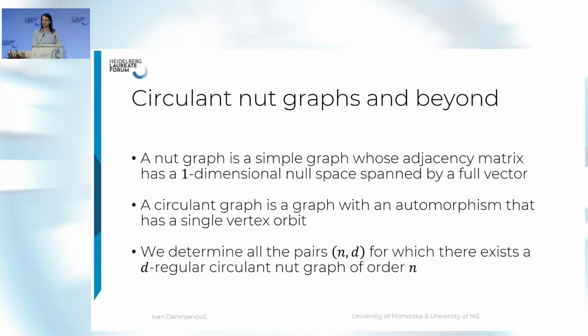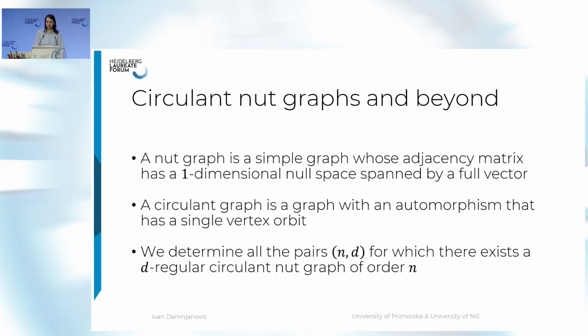What is a nut graph? In graph theory, a nut graph is usually taken to be a non-trivial simple graph such that its adjacency matrix has a one-dimensional null space spanned by a full vector, or in other words, a null space which is one-dimensional is spanned by a vector without 0 entries. These graphs are known to exhibit interesting properties from a chemical perspective, and there are various papers that give the chemical justification for studying such graphs.